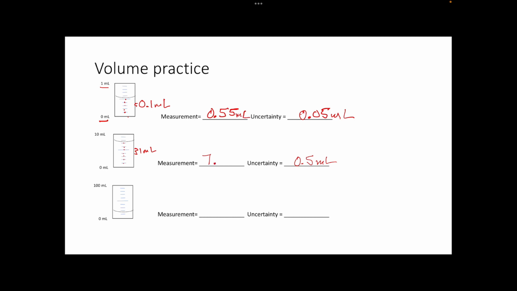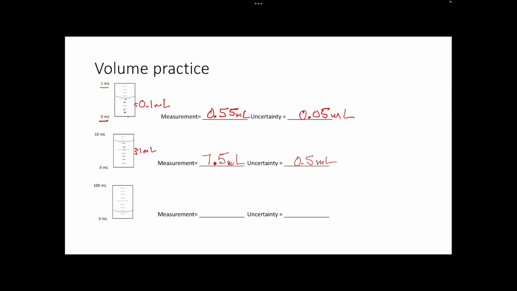Now we get to guess one more digit, so we have to put our decimal point. And once again, I'm going to say it's right in between. I almost always just guess: if I think it's right at the line, I'll put 0. If it's in between, I'll put 5. But if you wanted to be more precise, you could put 7, you could put 3, but I'm going to put 5. So 7.5 milliliters plus or minus 0.5 milliliters as our uncertainty.